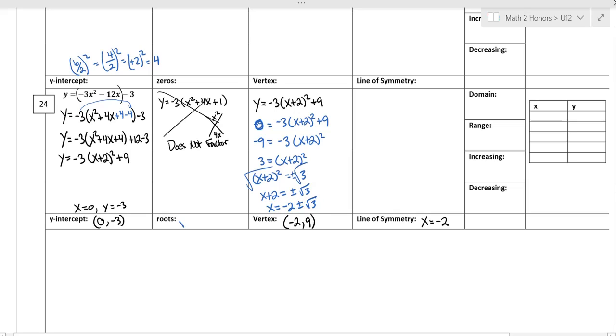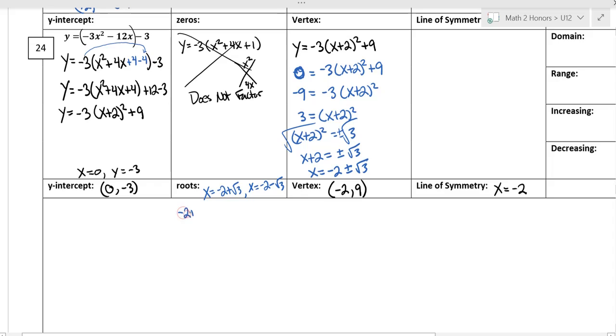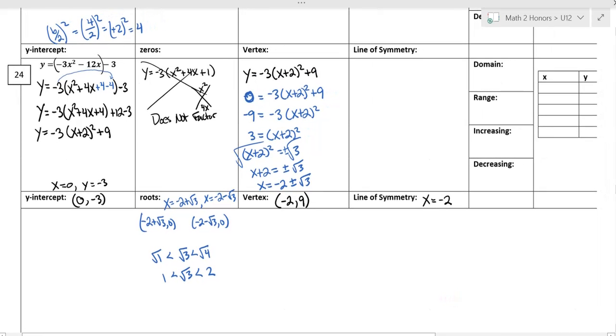So my roots are x is negative 2 plus the square root of 3, and x equals negative 2 minus the square root of 3. My x-intercepts are going to be negative 2 plus the square root of 3 comma 0, it's a point, and negative 2 minus the square root of 3 comma 0. And the square root of 3 is between the square root of 4 and the square root of 1. So the square root of 3 is between 1 and 2. We're going to use all that now and put all this together to make our graph.